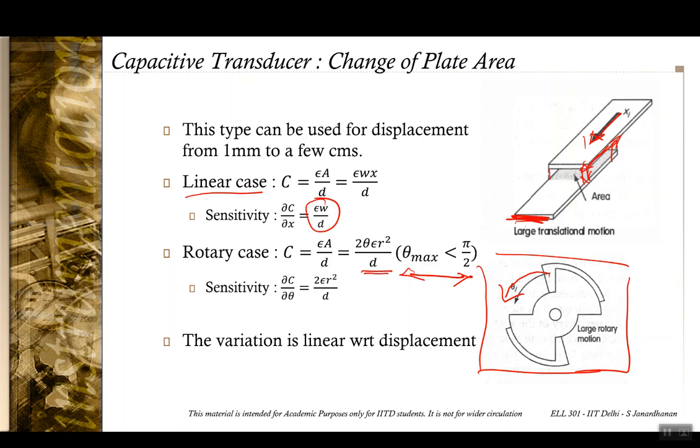And if you see the sensitivity, or how this capacitance changes with change in the angle, you would again get a sensitivity that is going to be a constant. And so the conclusion is that the variation of the capacitance is linear with respect to the displacement.